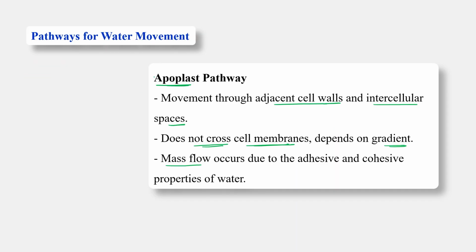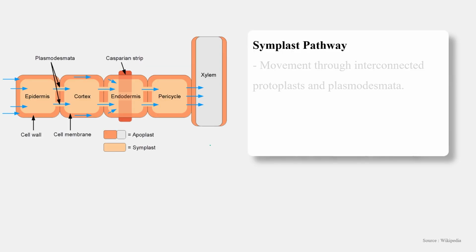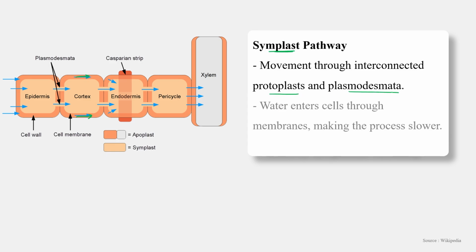As this apoplast means movement through adjacent cell wall and intercellular space. And this apoplast movement of water does not cross the cell membrane. So it doesn't cross the cell membrane within intercellular space. Okay, movement of water occurs through apoplast, and in symplast movement of water occurs through protoplast and through plasmodesmata. Okay, water enters through membranes, making the process slower, which is aided by cytoplasmic streaming too.